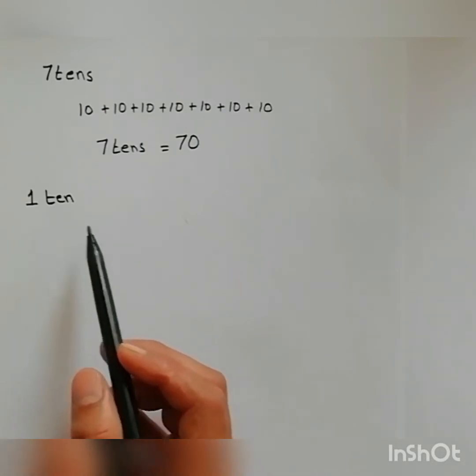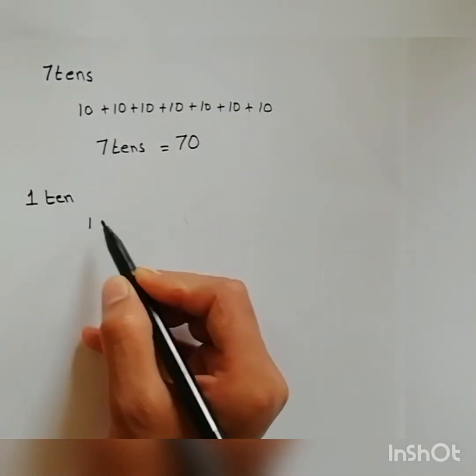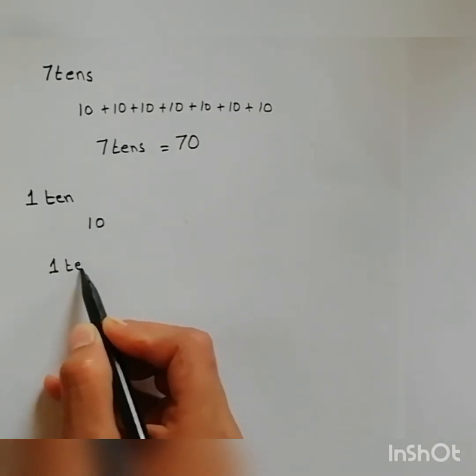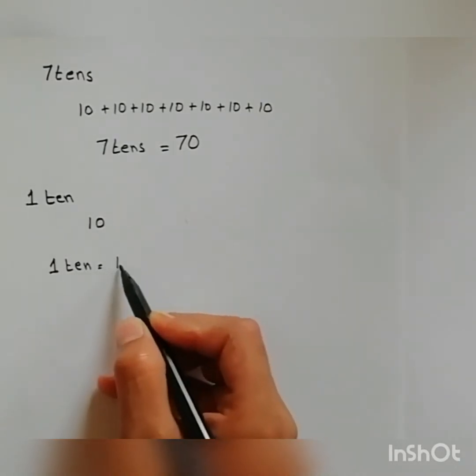1 ten is simple. 1 time 10. So, 1 ten is equal to 10.